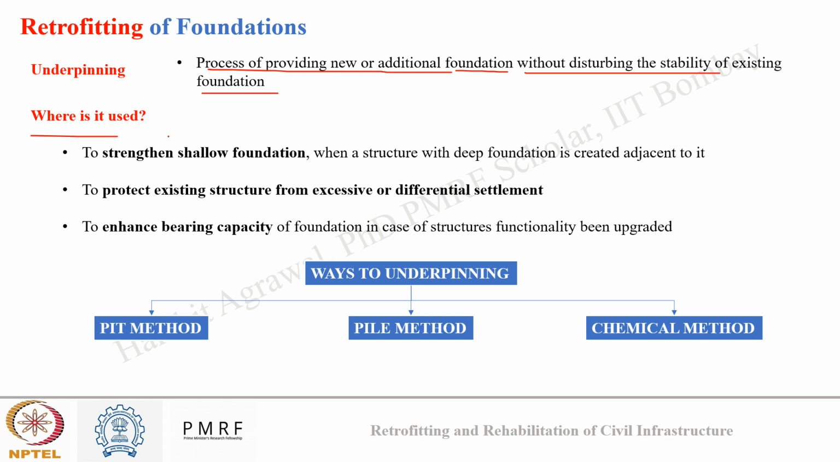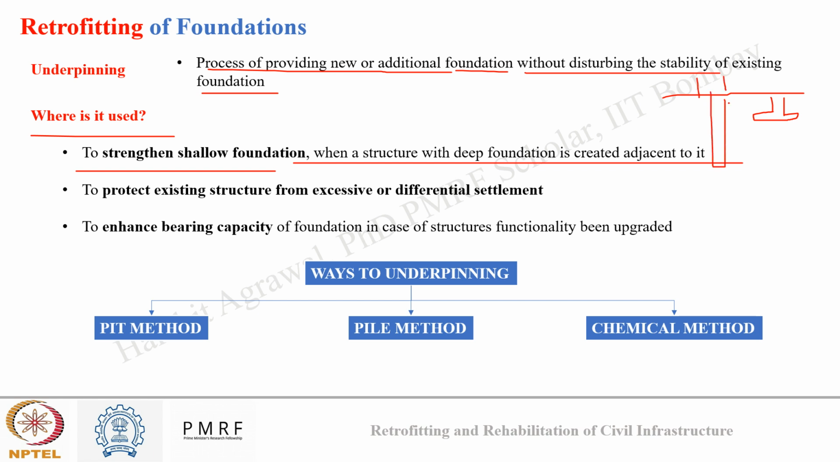Where can it be used? It can be used to strengthen a shallow foundation when a structure with a deep foundation is erected nearby. Suppose there is my structure which has a shallow foundation. Now near the structure, a new structure is to be made which has a deep foundation. Due to this, my soil here will be disturbed, and my foundation here won't be able to take much load. So for strengthening such a shallow foundation, I can go for underpinning.